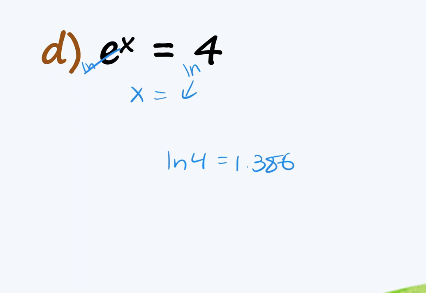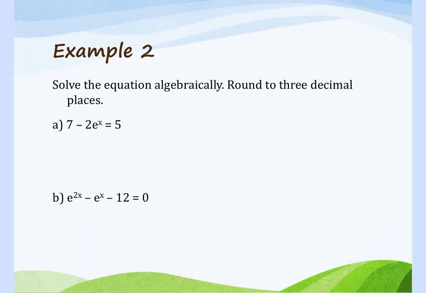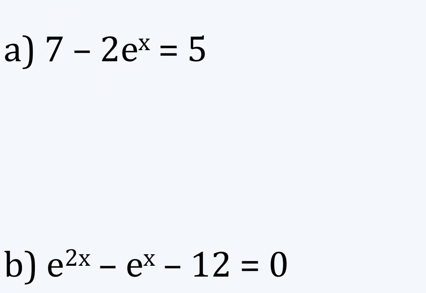Yes? Okay. Then we get to the point in which, for A, you have to do a little bit more work, and then we'll pause. We'll talk about B before we get there. But notice the instructions now say solve the equation algebraically. That just means solve it without a graphing calculator, and then round to 3 decimal places. So what's the first thing you would do for A?